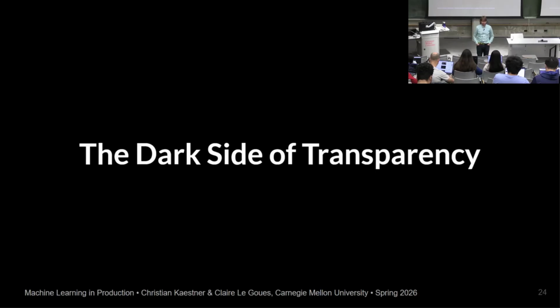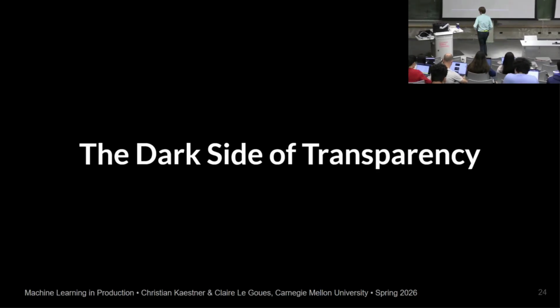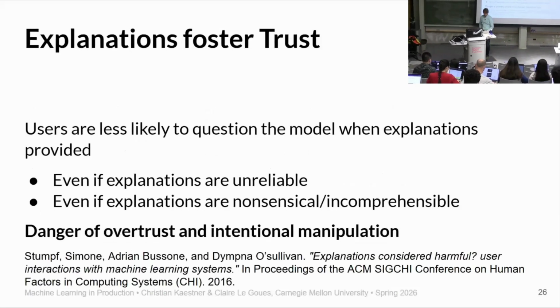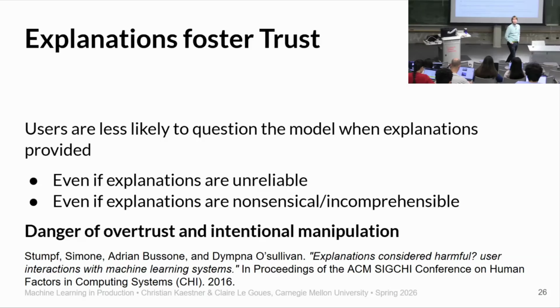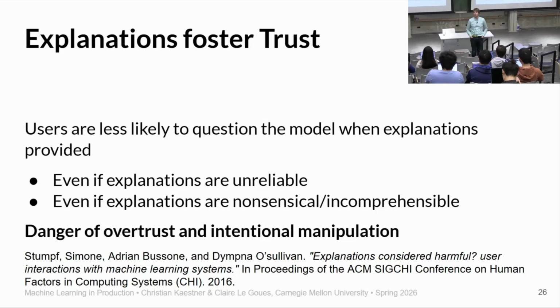Explanations can be very dangerous in that you can very effectively manipulate people with explanations. There's been lots of studies on this. I'm going to show you a couple of examples. Whenever you provide an explanation, people are more likely to trust you. So let's say you do a medical diagnosis and you tell why the model thinks this is the right diagnosis. A doctor who's going to oversee this is going to believe the model more. It's going to be less critical. It's going to fix fewer mistakes that the model makes.